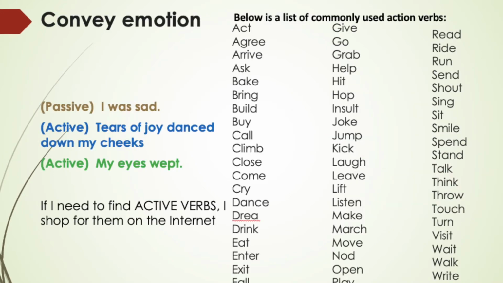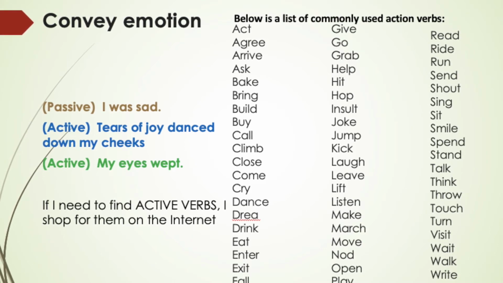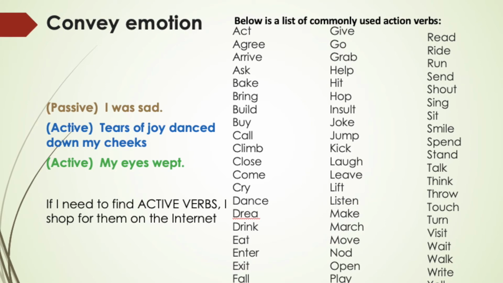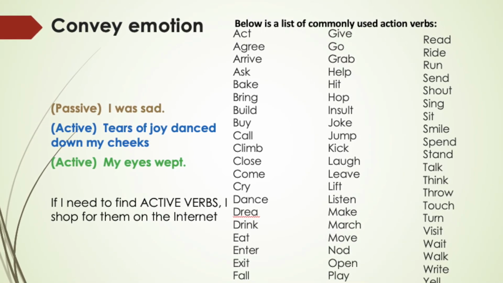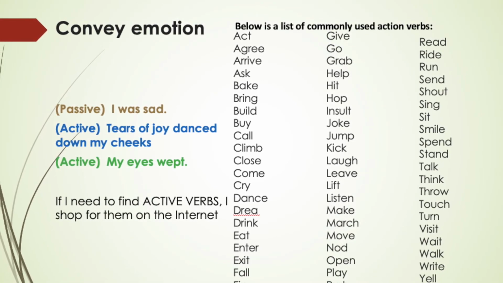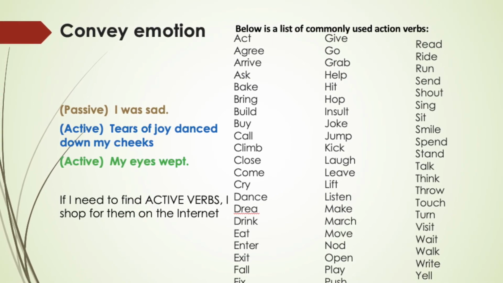The use of action verbs in our writing is going to help create emotion and add depth. This is important because this is how we're going to connect with our audience. Making the habit of replacing that passive language with active language is going to help move the narrative. Instead of saying I was sad, saying tears of joy danced down my cheeks or my eyes wept is going to help engage your reader.